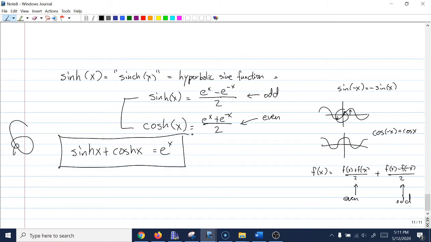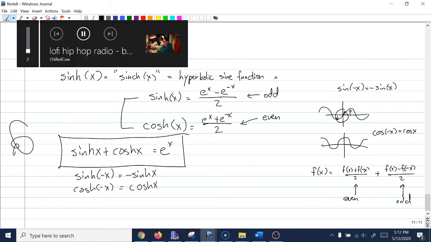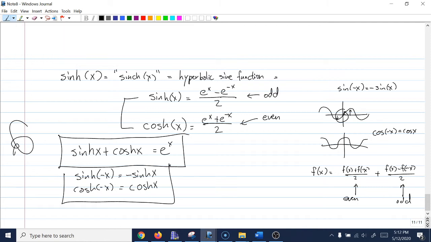This is one of the fundamental identities of sinh and cosh. Sinh plus cosh equals e to the x. Sinh is an odd function. Sinh negative x is negative sinh x. Cosh negative x is cosh x. Cosh eats up a negative sign. Sinh poops out a negative sign. These three properties are enough to be the definition of sinh and cosh.